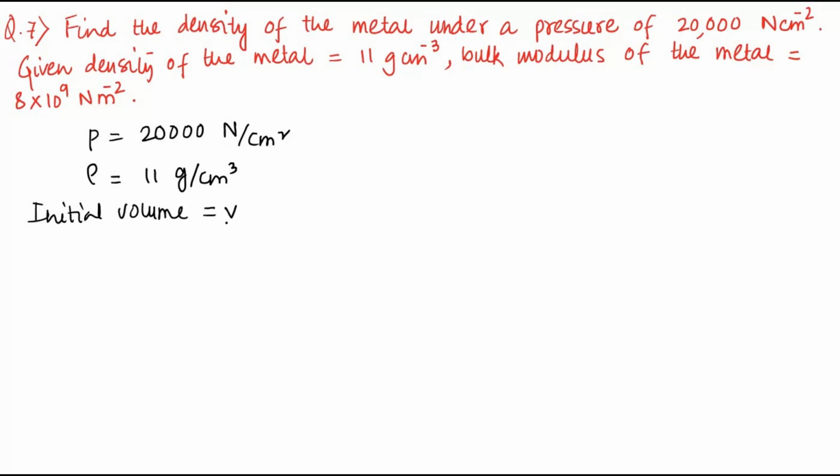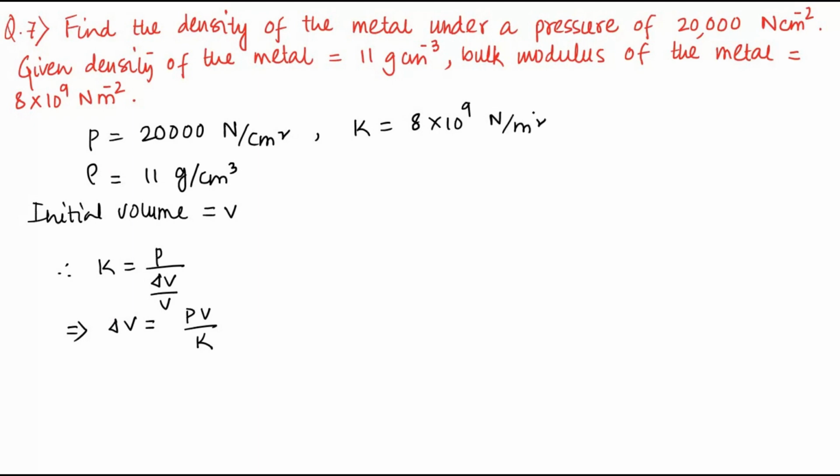And from the bulk modulus concept, we know that bulk modulus K is equal to P divided by delta V upon V. So from here, we can calculate the change in volume, which is delta V, equal to PV by K. And here K is also given, which is K is equal to 8 × 10^9 Newton per meter square. Okay.